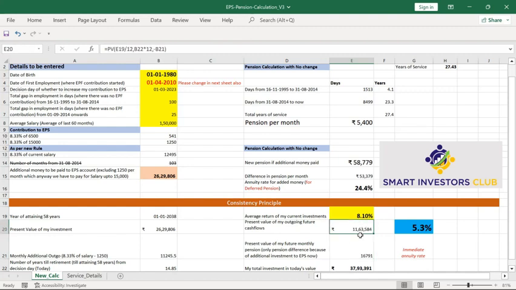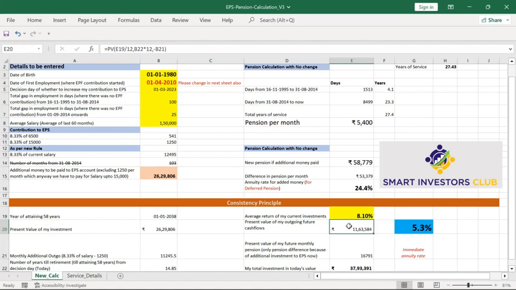11 lakh 63,000. What it means is all my future contributions for the next 15 years are equivalent to my present amount of this much, 11 lakh 63,000. So instead of giving money to EPF every month for 15 years, that is equivalent to giving 11 lakh 63,000 right away. So the basic idea is to bring this value to the present value, today's calculation. That's a present value calculation.